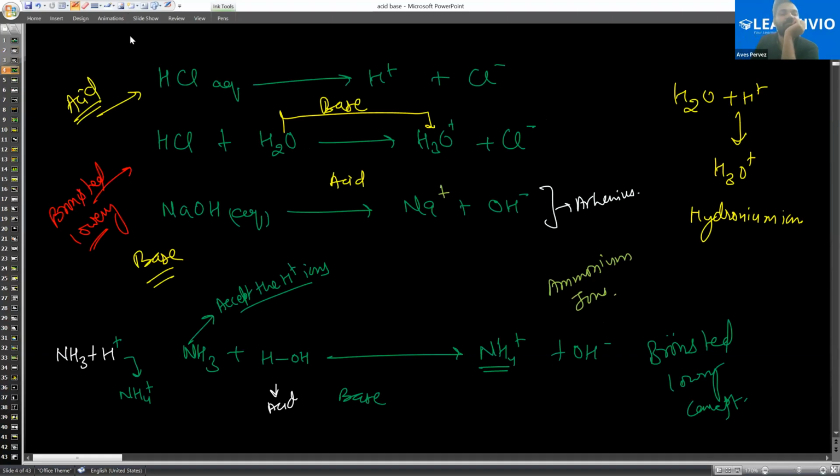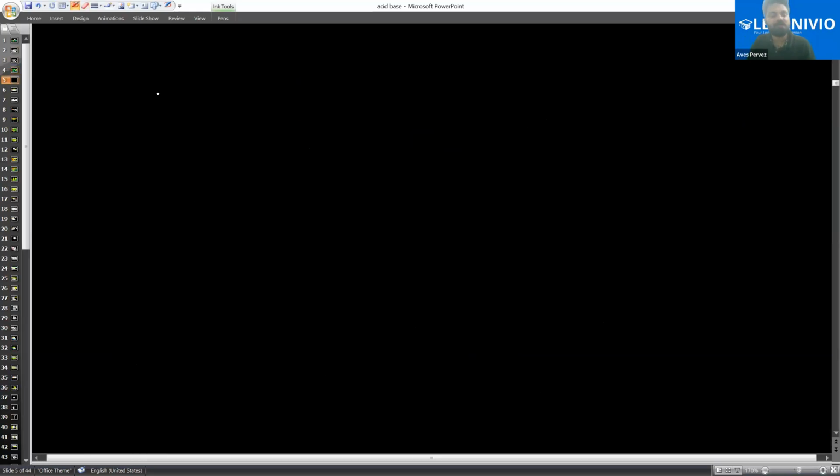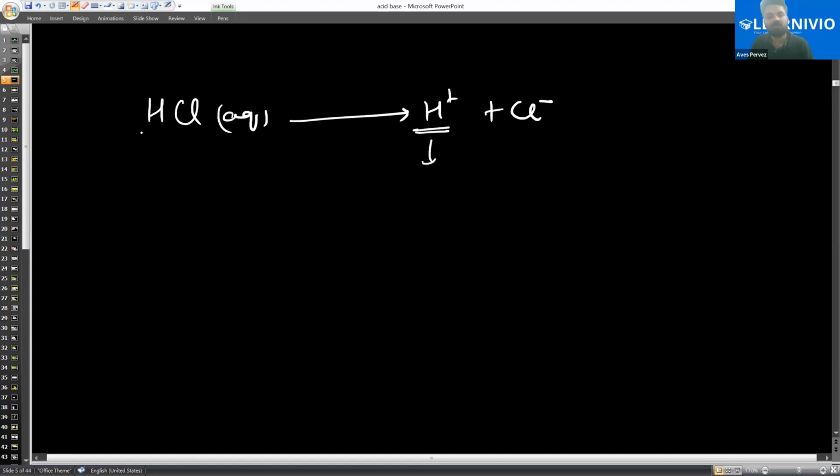Let me explain this HCl. When you add it to water, I'm writing aq, aqueous, it will give you H positive and Cl minus. Here you will see that it is dissociating H plus ions, so it means it is an acid.